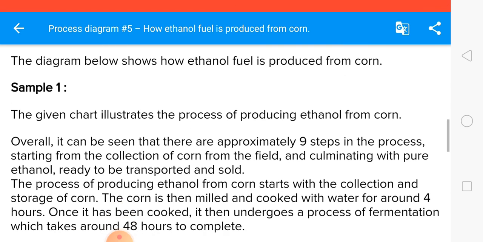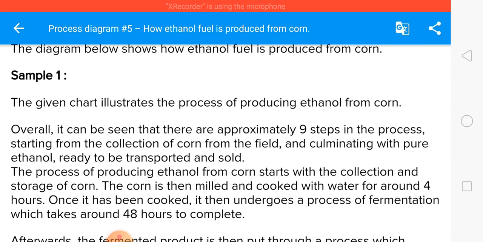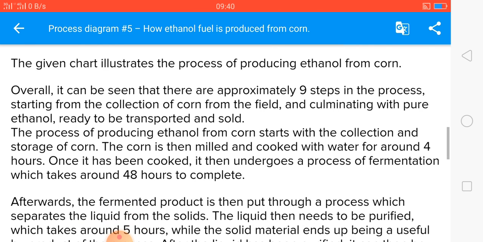So the solution is here. The given chart illustrates the process of producing ethanol from corn. Overall, it can be seen that there are approximately 9 steps in the process, starting from the collection of corn from the field, culminating with pure ethanol ready to be transported and sold. The process of producing ethanol from corn starts with the collection and storage of corn. Then the corn is milled and cooked with water for around 6 hours. Once it has been cooked, it then undergoes a process of fermentation.